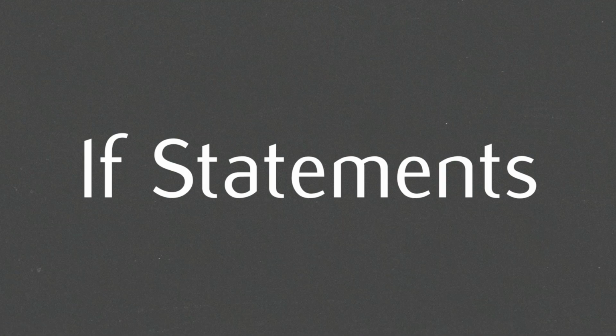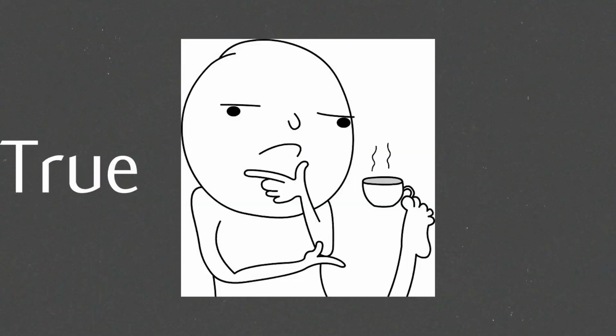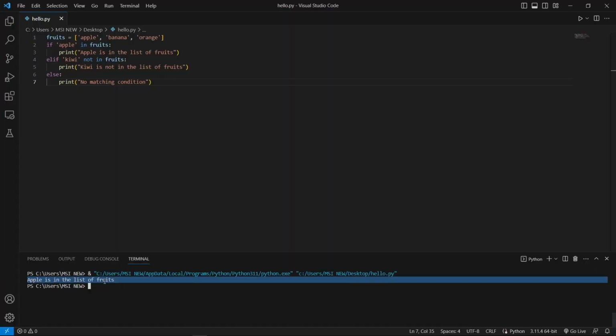If statement. The if statement in Python is used for conditional execution. It allows you to perform actions based on whether a certain condition is true or false. The basic syntax of an if statement is as follows. The code checks if the string apple is present in the list fruits. If it is, the statement print apple is in the list of fruits is executed since apple is indeed present in the list. This condition is true and the corresponding code block is executed.